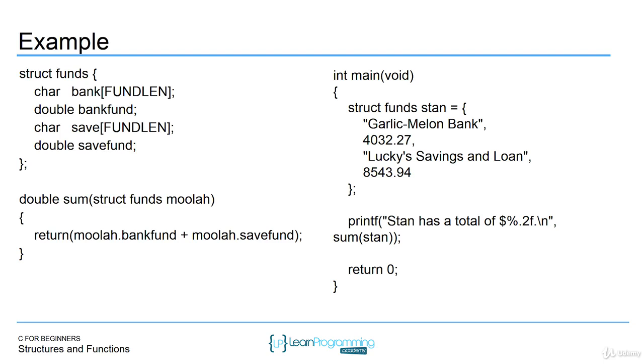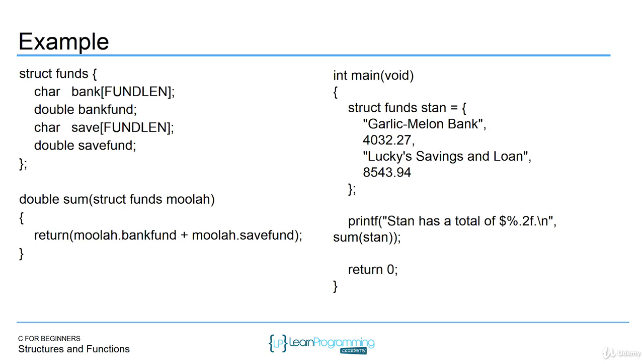It contains a character array named bank, contains a double, another character array named saved of a particular length, fun length. Just assume fun length is equal to 50, and then it has a double save fun. We have a function called sum, which takes that structure as a parameter. And all we're doing inside that is returning the bank fund from the first structure plus the save fund. And that's going to return the amount that they have in their bank.